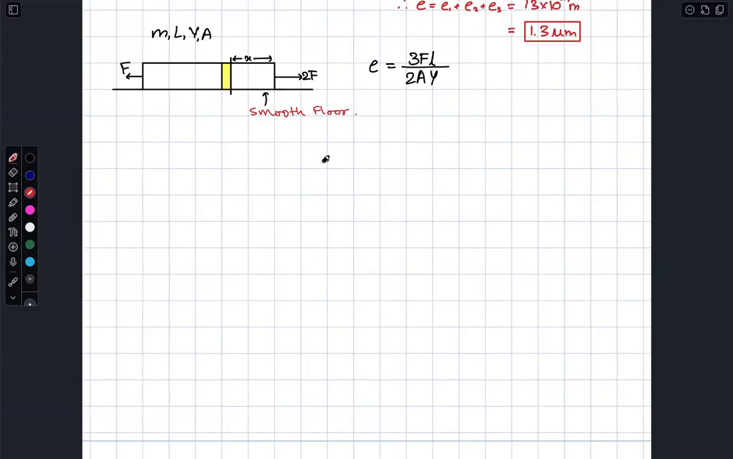See, for this the technique is simple. Yesterday, do you remember I have given you one relation? On a smooth floor, if you are applying force F, length L, cross-sectional area A, Young's modulus Y, in this case the elongation is, yesterday we have derived this. Try to recall. Now, in this case, net force is F.